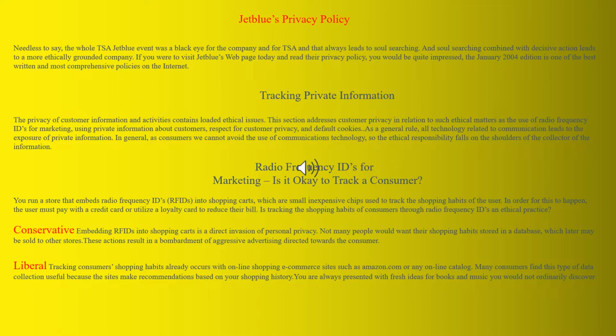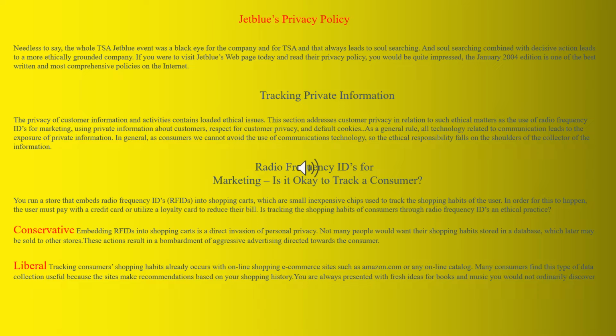Radio frequency IDs for marketing. It is okay to track a consumer. You run a store that embeds radio frequency IDs, or RFIDs, into shopping carts, which are small and inexpensive chips used to track the shopping habits of the user. In order for this to happen, the user must pay with a credit card or utilize a loyalty card to reduce their bill. Is tracking the shopping habits of consumers through radio frequency IDs an ethical practice?